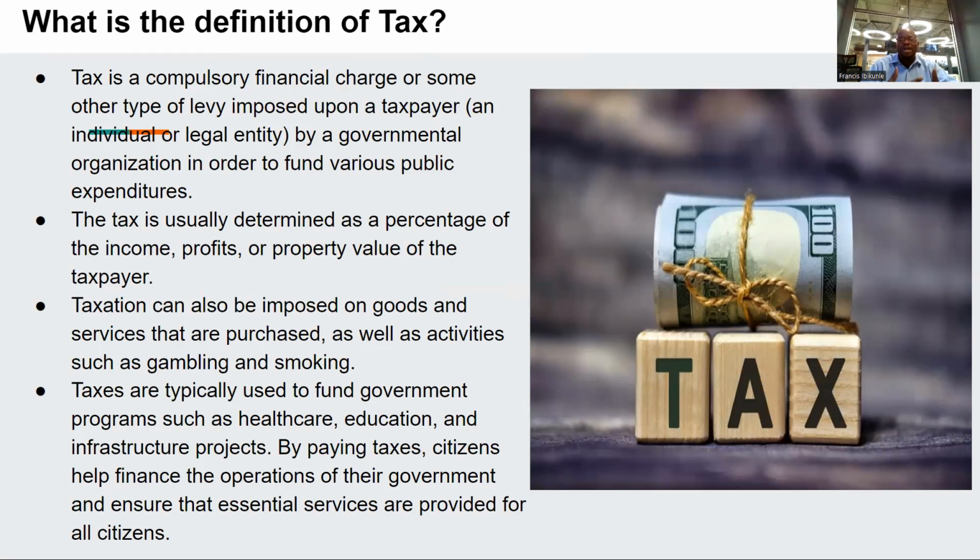A taxpayer could be an individual. It could be a legal entity, like a business or a corporation, by a governmental organization in order to fund various public expenditures. So the tax is always collected by the government, though at times a company can collect taxes on behalf of the government in indirect taxes. We're going to cover that, but within the scope of our discussion, it is that fee that the government is collecting. So the tax is usually determined as a percentage of the income or profit or property value of the taxpayers.